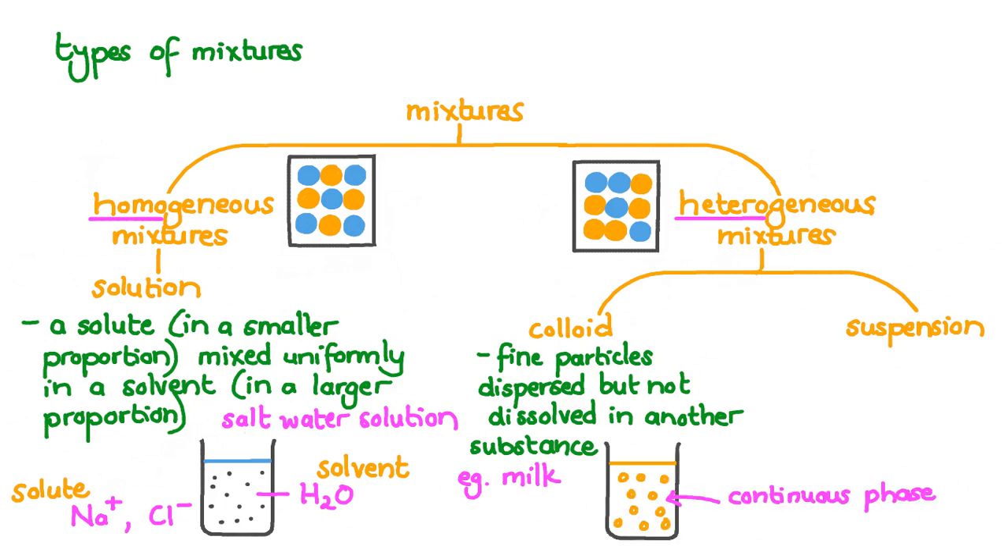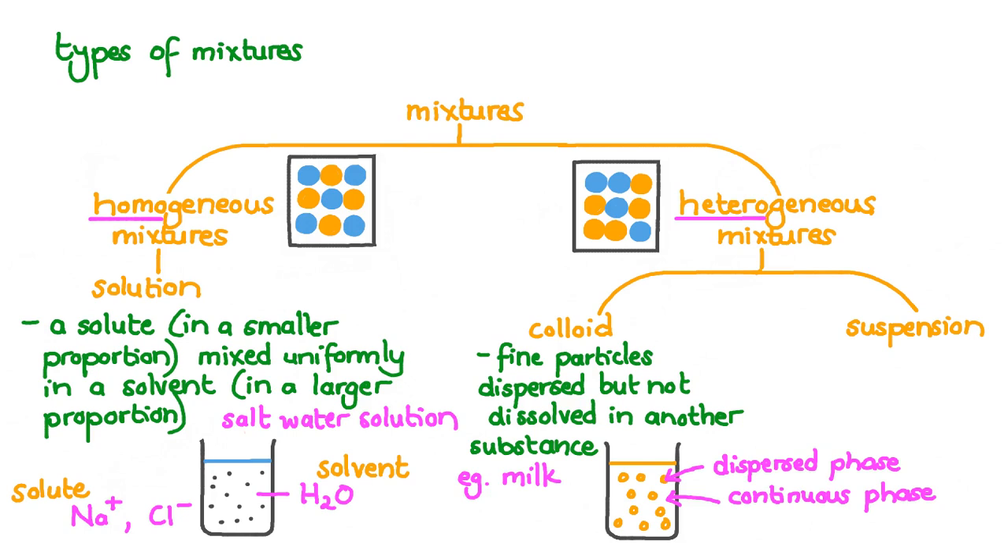In a colloid, the component in the larger proportion is called the continuous phase, and sometimes called the dispersing medium. The dispersed particles are called the dispersed phase. In milk, the dispersed phase is composed largely of tiny oil droplets. Sometimes these are visible to the naked eye when you look closely at milk, but sometimes they are not.